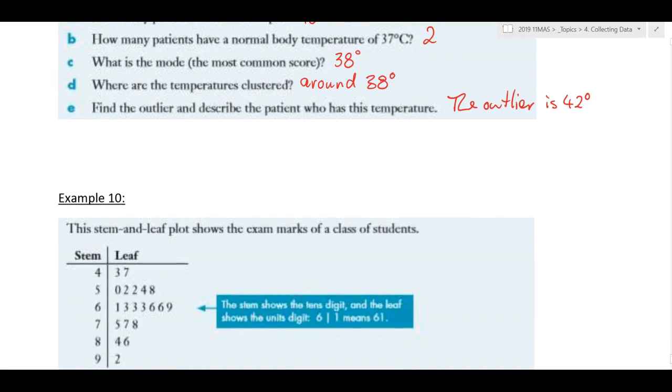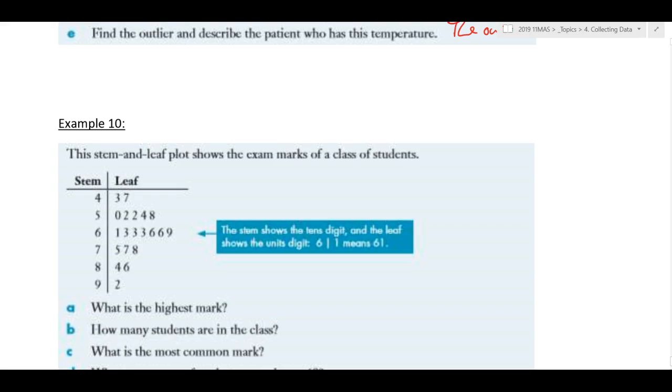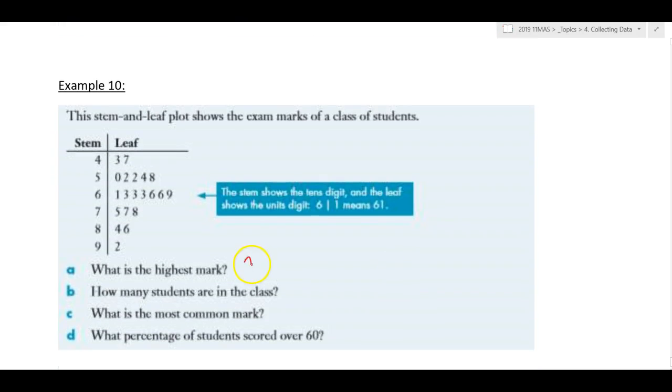Moving on, example 10, and very close to the end of this topic now. Here is a stem and leaf plot. What is the smallest score recorded in this stem and leaf plot? 43. What's the biggest score? 92. Rightio. Actually, I've jumped the gun here. What's the highest mark? 92, right? The 9 and 2. How many students are in the class? Count up the leaves. We'll do it. 1, 2, 3, 4, 5, 6, 7, 8, 9, 10, 11, 12, 13, 14, 15, 16, 17, 18, 19, 20. How's that demonstration of counting? So helpful.